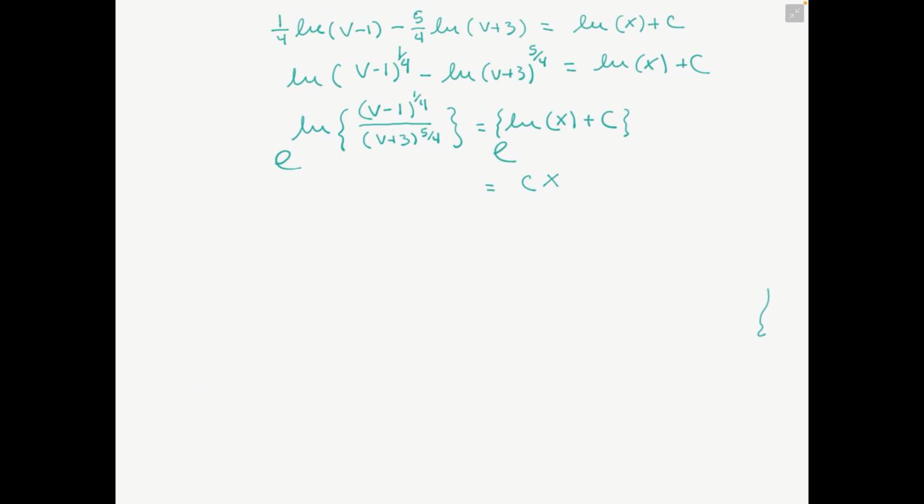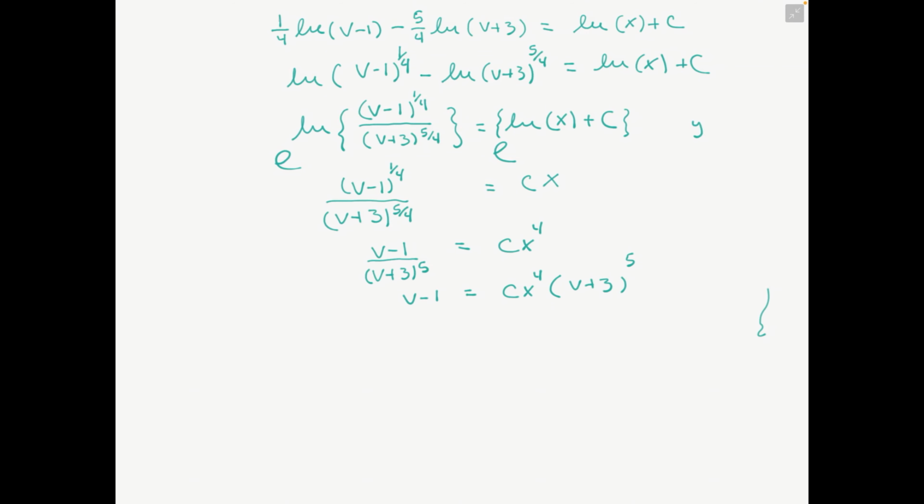We're going to do that. And this is v minus 1 to the 1/4 over v plus 3 to the 5/4. And if we raise everything to the 4th power, we've got v minus 1 over v plus 3 to the 5th equals cx to the 4th. V minus 1 equals cx to the 4th times v plus 3 to the 5th.